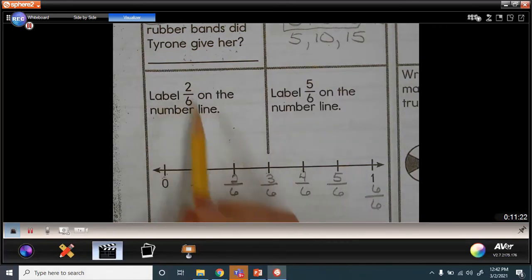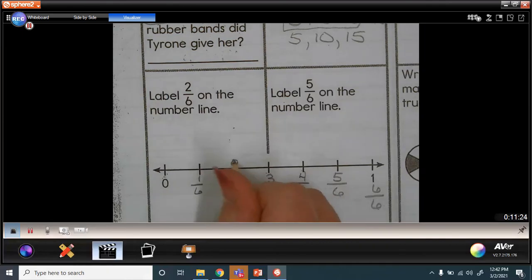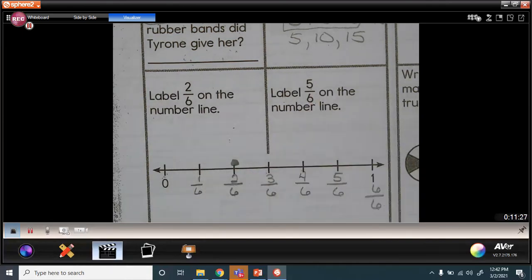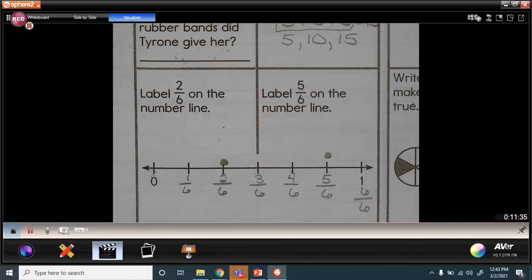Now it says label 2/6 on the number line. So we're going to place a point here. And let's label 5/6 on this number line here. And these are where the 2 points are on my number line. Now, here's your discussion question for today. From 2/6 to 5/6, how many 6s are there between 2/6 and 5/6? So take your time and count how many 6s it takes to get from 2/6 to 5/6.